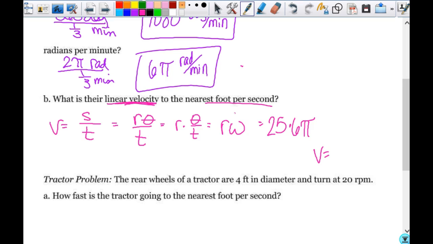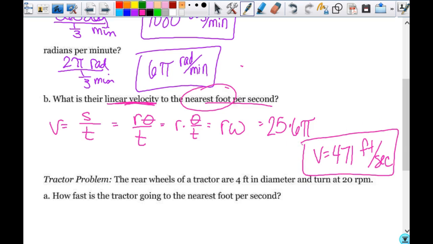All right. So now remember, we're always supposed to do everything to 3 decimal places unless it says otherwise, and it says nearest foot per second. So this is going to be 471 feet per second. I didn't know what it was without the calculator, but I knew it wasn't 150, so I was confused. All right. We all good with that?